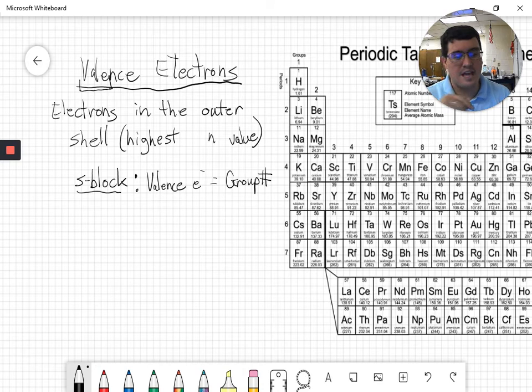Man, you just gotta love those s block elements, right? Always easiest to tell what ion they're going to form. Group 1 always forms +1, group 2 always +2, and it's easy to tell how many electrons they've got. Group 1 always has 1 valence electron, group 2 always has 2 valence electrons.